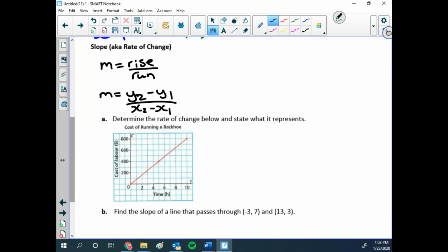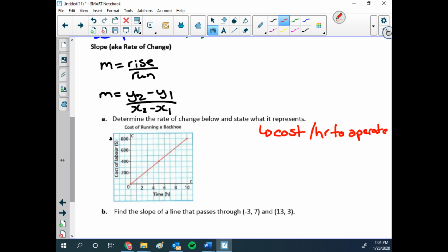All right, so let's take a look at this question. It says determine the rate of change below, given this information, and what it represents. It says this is the cost of running a backhoe. So this is the cost, and this is the time. What does this slope represent? I'm comparing what two things here? Dollars and hours. So in the context of this question, when I divide those two numbers, what is it going to give me? Dollars per hour, which is talking about what? Right, this is the cost per hour to operate that backhoe.